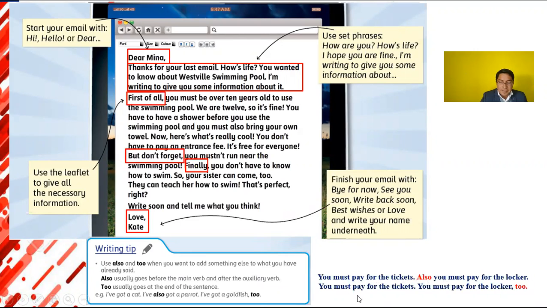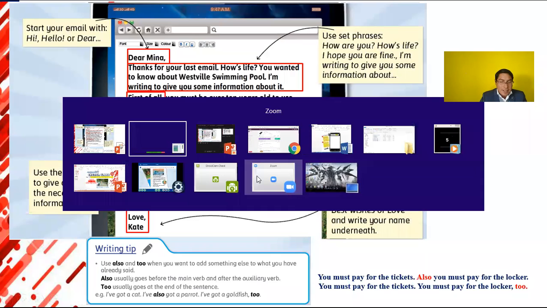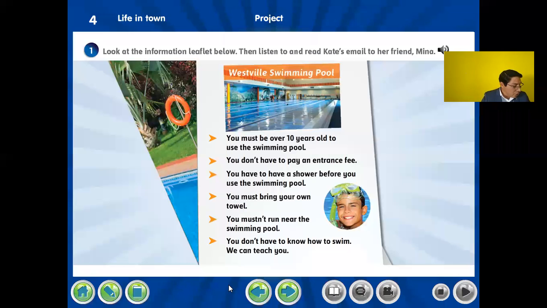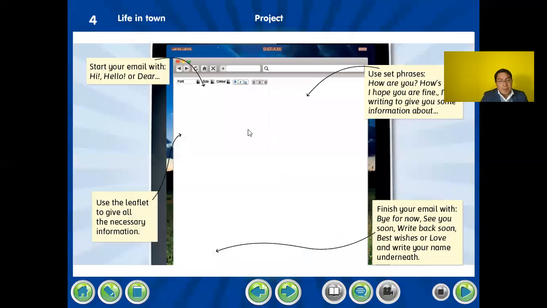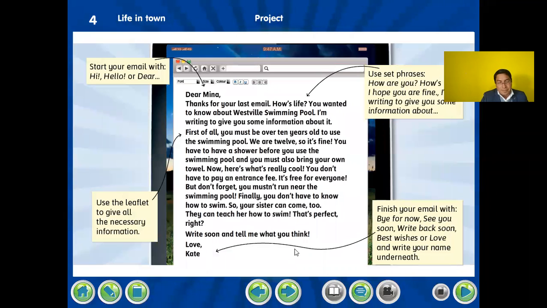Okay? Now, remember these parts, please. These expressions. This is in your book, please. We are working in our books on page 43. This is on our page 43, the example of your email.